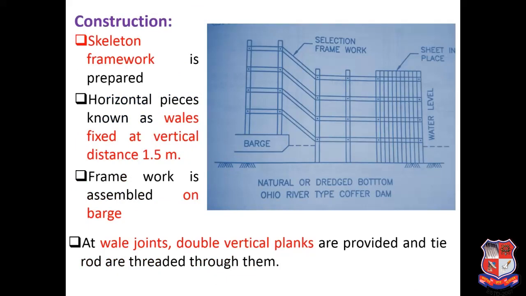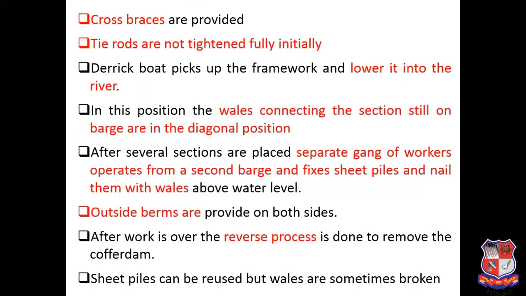So here you can see when it is being inserted, it will be in a diagonal position. So after several sections are placed, a separate gang of workers will come, and they will operate from the second barge, and they will fix the sheet pile. So initially wells etc. are done, then sheet piles are to be fixed and nailed to the wells above water level. Then outside berms are provided on both sides.